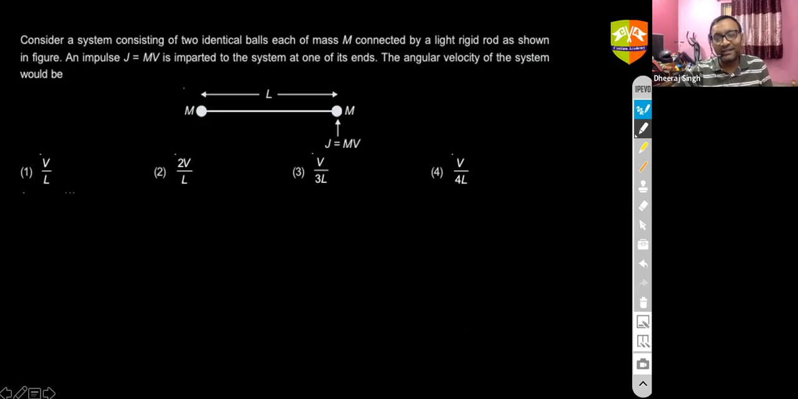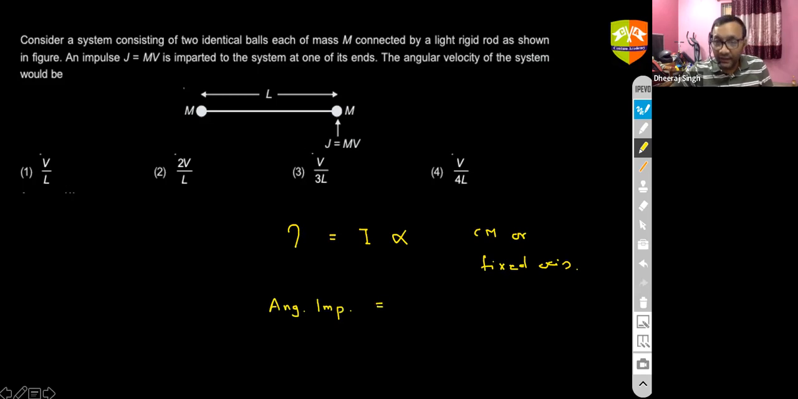No, Siddharth. That's totally incorrect. See, torque is equal to I alpha. This equation is valid about the center of mass or about the fixed axis. Similarly, the angular impulse is equal to change in the angular momentum. This is also valid about the center of mass or about the fixed axis. In this question, this point, sorry, the other point, happened to be the instantaneous axis of rotation. So that is why doing it like that, you are getting the answer in this question.